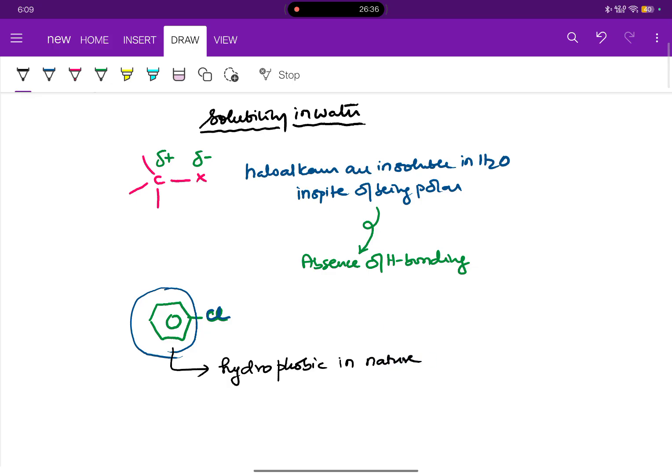What do you mean by hydrophobic? Hydro means water, phobic means fearing. Because of its bigger benzene ring, the benzene ring is so big that it will not be soluble in water.